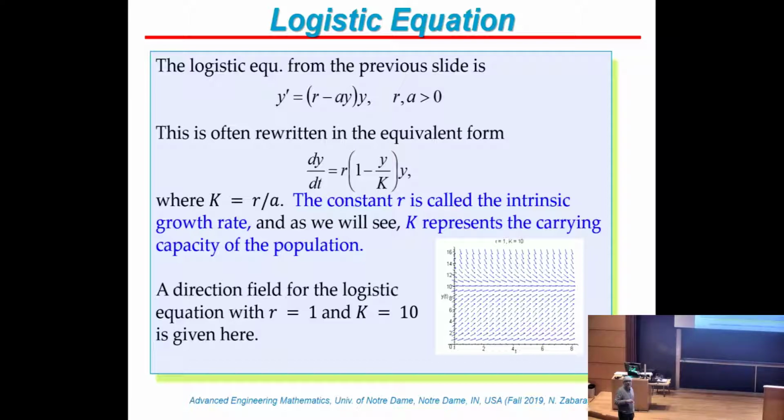Can you actually think what would be the only way to stay at y equal to 0? If you start exactly with 0, you will stay at 0. All right? But if you start with 0.00005, you will escape and you will go to k.